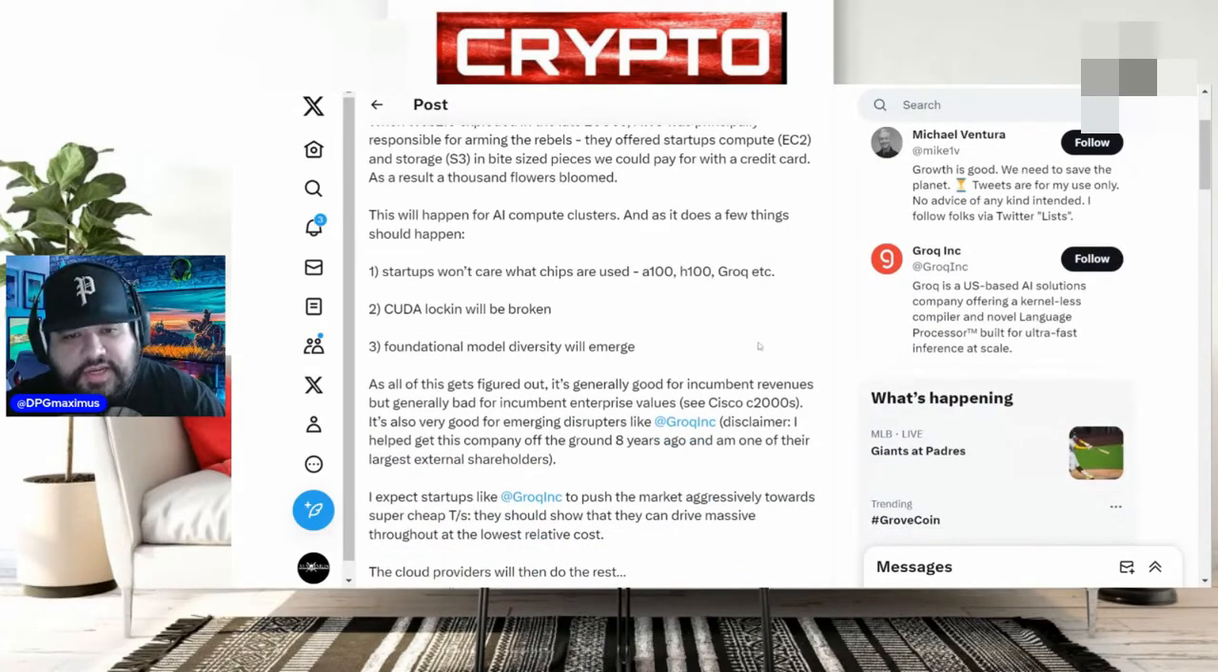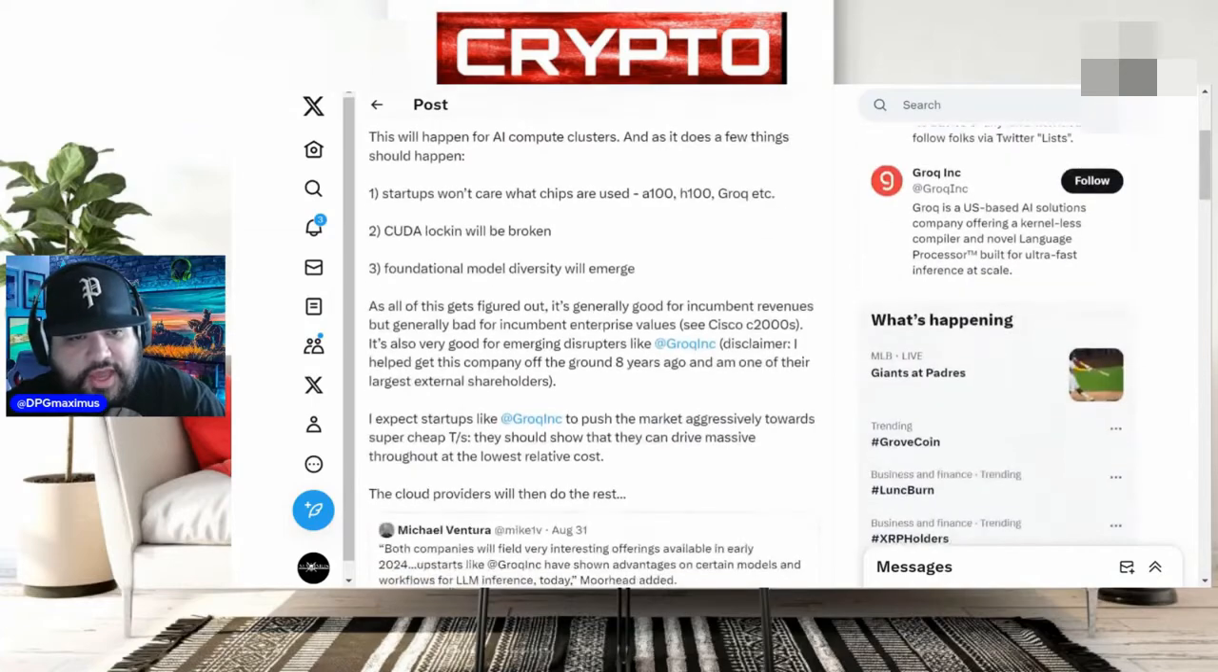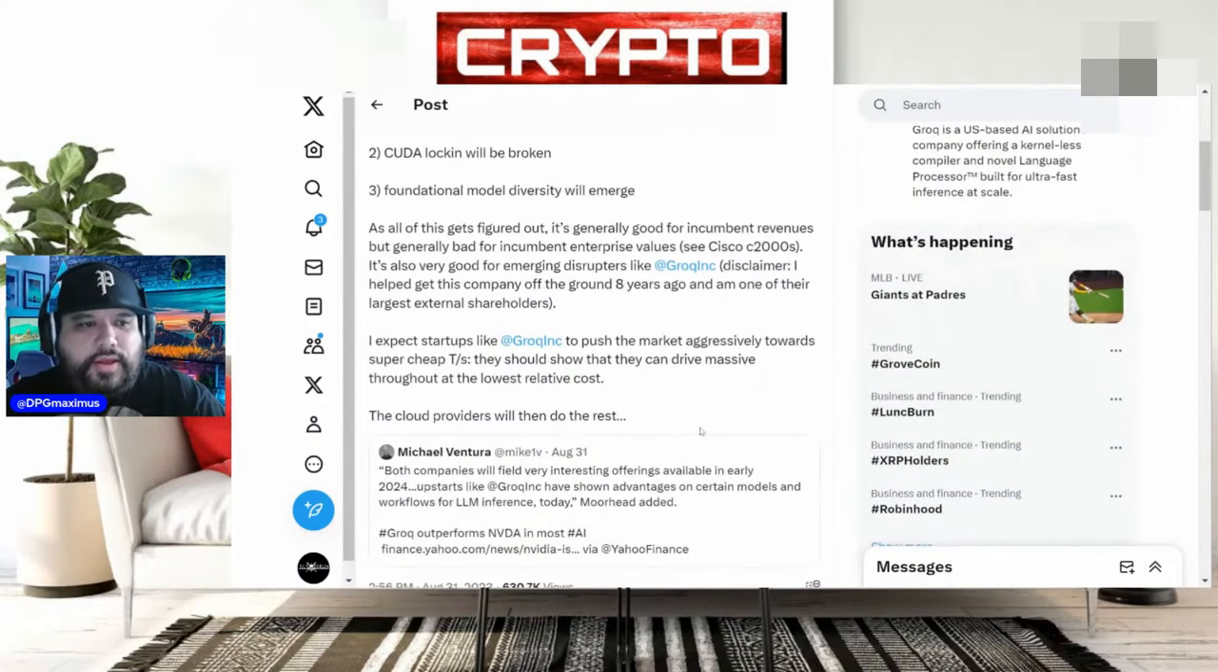And as it does, a few things should basically happen. For one, startups won't care what chips are used. And again, if you guys are into some of this terminology, you understand this. But A100, H100, Grok, etc. Number two, CUDA lock-in will be broken. Number three, foundational model diversity will emerge.